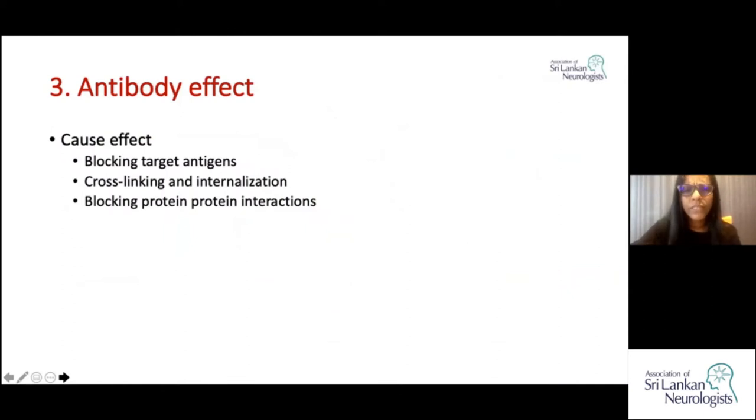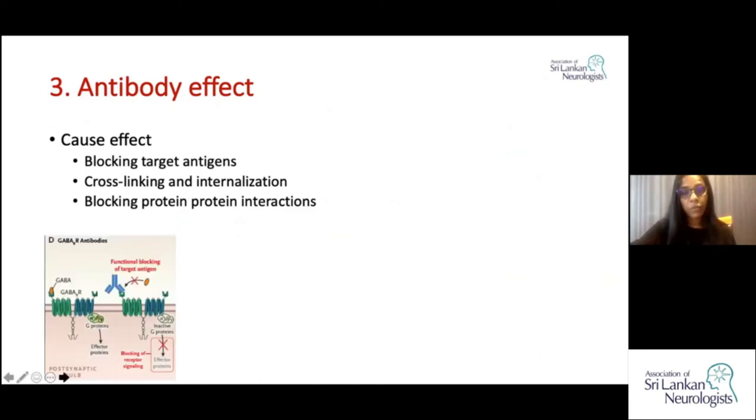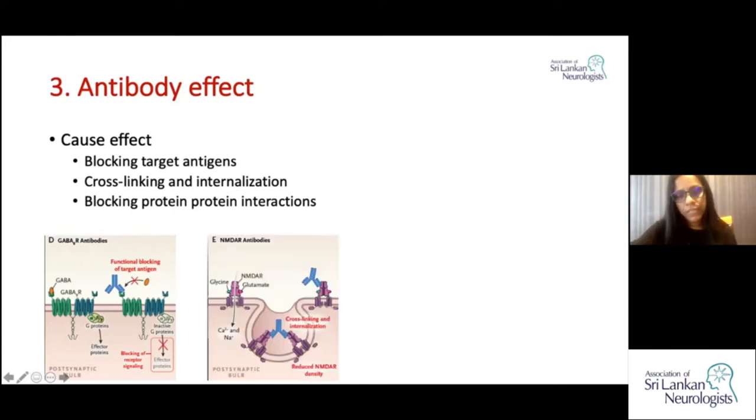Okay, so how do they cause effect? The mechanism of action is really well known in the cell surface and synaptic membrane antibody disease. We hypothesize the mechanism in the intracellular antibody disease. So this is how it causes effect in the cell surface antibody disease. It could either block the target antigens, like it is shown here. So there's an important antigen which is required for neuronal function, and if it is blocked, that causes disease. Or it could cause an effect on the cell surface synaptic receptors. When the antibodies bind the receptors, they cause cross-linking and internalization, so that there would be a reduction of receptors for normal function.